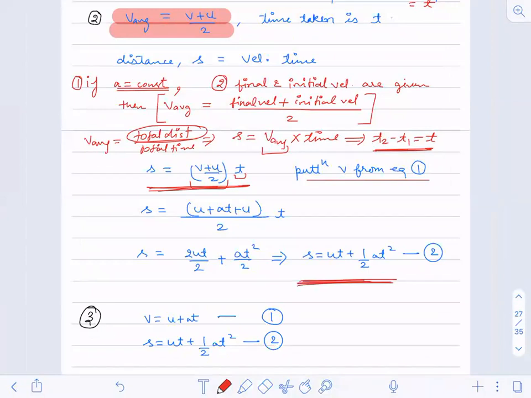Okay. So V average is equal to, when you know the initial and final velocities and acceleration is constant, you can write average velocity as V initial plus V final divided by 2. When you know the initial and final velocities and the acceleration is constant, you can use this result.